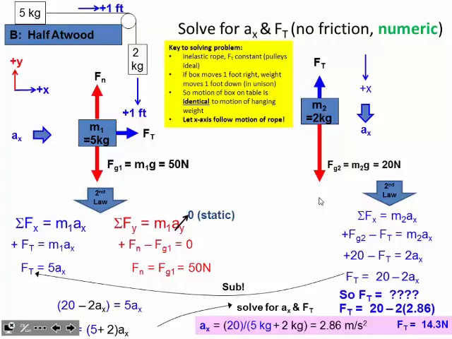All right, so we just rotate our x-axis for the object that's moving downward. And you work it out, and you end up with 2.86 meters per second squared when you go through this process. So remember that fun process?